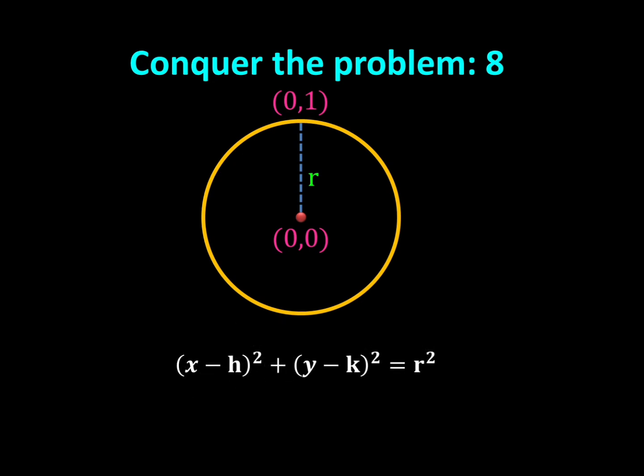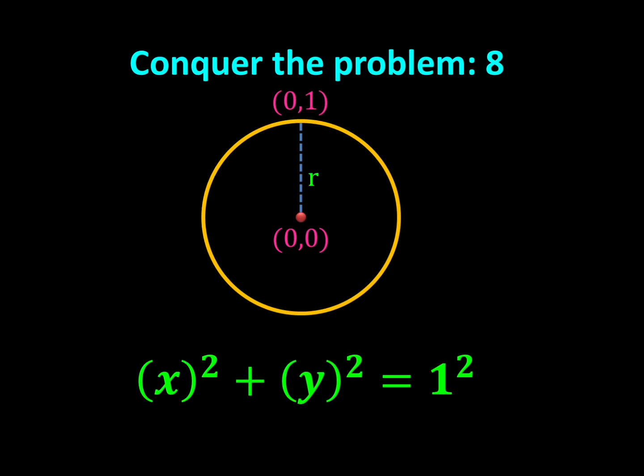Now the equation of the circle is given as x minus h whole square plus y minus k whole square is equal to r square, where h and k is the center of the circle. Now, in our case, the center of the circle is 0, 0. Hence, h, k can be replaced by 0 and the radius is 1. So, r can be replaced by 1. Hence, the final equation comes out to be x square plus y square is equal to 1 square. Basically, x square plus y square is equal to 1. This is the final answer or the required answer.